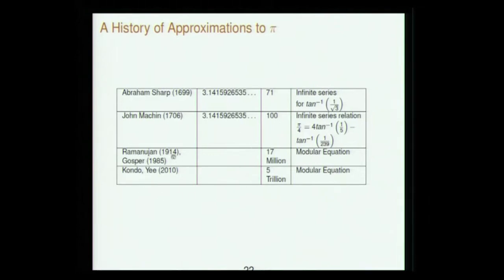There is a result of Ramanujan in 1914, which was used by Gosper in 1985 to calculate pi to 17 million places, which was a record at that time, using what is called a modular equation. And around our times, in the last couple of years, I think we are around 5 trillion decimal places of pi.